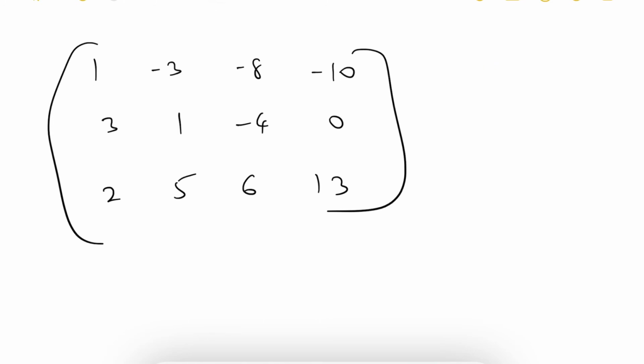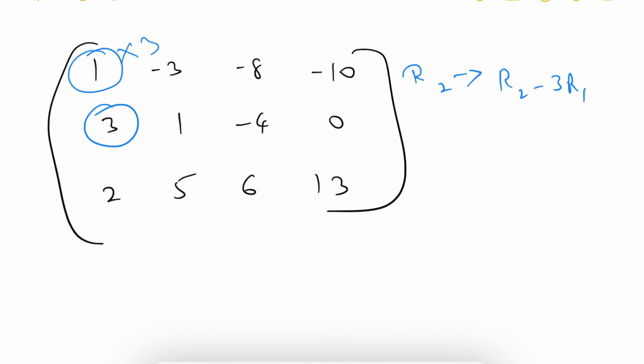So for that we will make some changes in the rows, and then we will get whatever we want at the end. First of all, I will change R2 to R2 minus 3 R1, because here 3 is already there and I want 0 there. So if I multiply R1 by 3, it will become 3 again, and 3 minus 3 will become 0. That's the reason I am going with R2 minus 3 R1 as the first step.